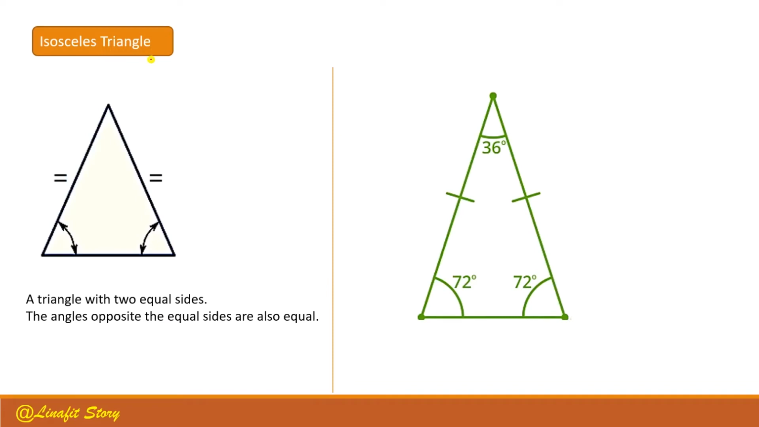An isosceles triangle is a triangle with two equal sides. The angles opposite the equal sides are also equal. So for example, this is an isosceles triangle. There are two equal sides and then two equal angles. So remember, the angles opposite the equal sides are also equal. So this is 36, this is 72, this is also 72 degrees.